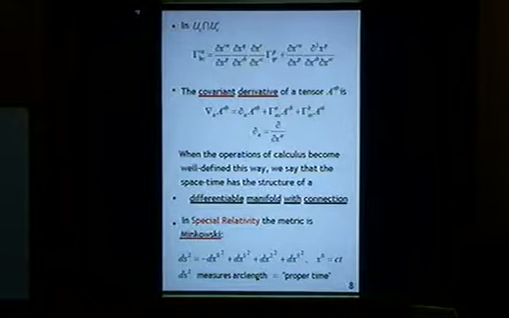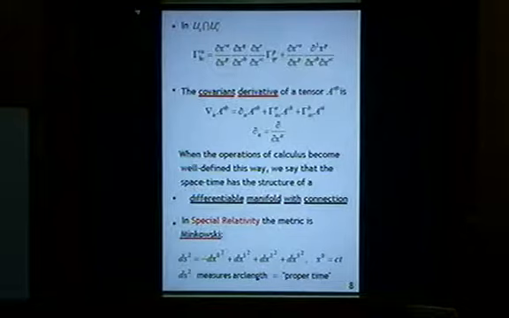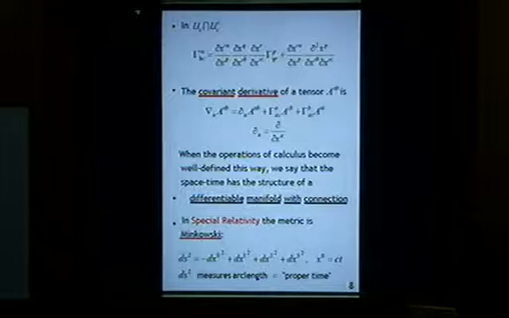So the covariant derivative, we don't write the ordinary derivatives. We put a nabla sub A of that tensor T_AB is ∂_A T_AB. That's the ordinary derivative of the tensor. And then it's the modification using the connection terms: Γ^α_AC T_αB plus Γ^α_BC T_Aα.